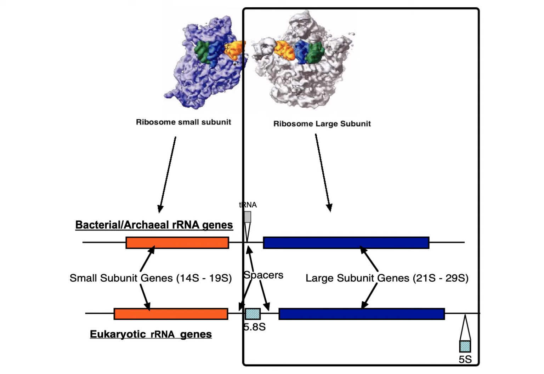And the S stands for Svedberg units, and that's a measure of how far they will go through a sucrose gradient. So the larger ones wind up further down in the gradient, and the smaller ones wind up higher in the gradient, and so those are called Svedberg units, and those correspond to the lengths of those RNAs.